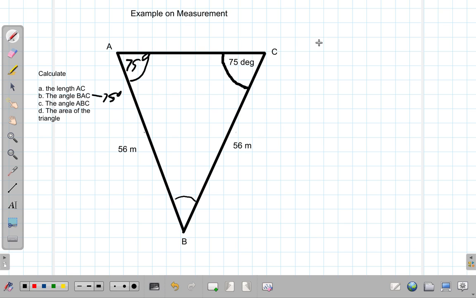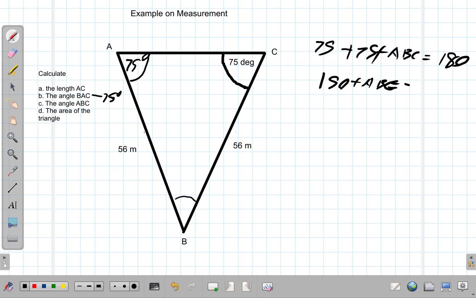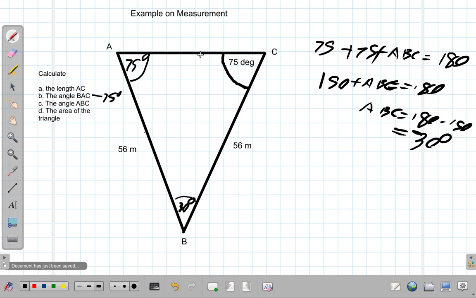You know that 75 plus 75 plus angle ABC all add up to 180. 75 and 75 is 150. 150 plus ABC is equal to 180. So the angle ABC would be 180 minus 150, which is 30 degrees. So this is a 30 degree angle here. Right. So what is this length here? AC.